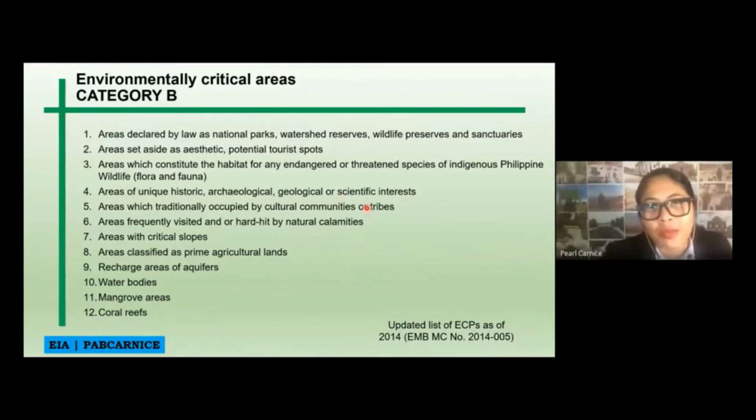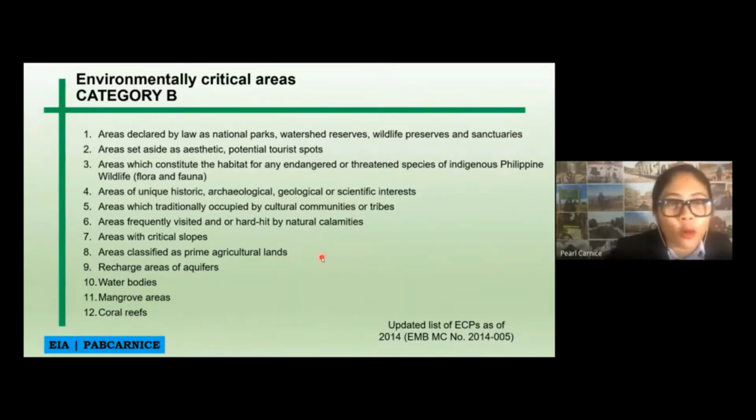So next is areas traditionally occupied by cultural communities or tribes. So these are the areas where you can still find indigenous people that are living. So if you will be making a project in these areas, then therefore you have to secure an ECC. Another is areas frequently visited and or hard hit by natural calamity. So for example, areas that are frequently visited by typhoons, or areas that fall in the national Philippine fault line. Any places that are frequently hit by natural calamities, you have to secure an ECC.